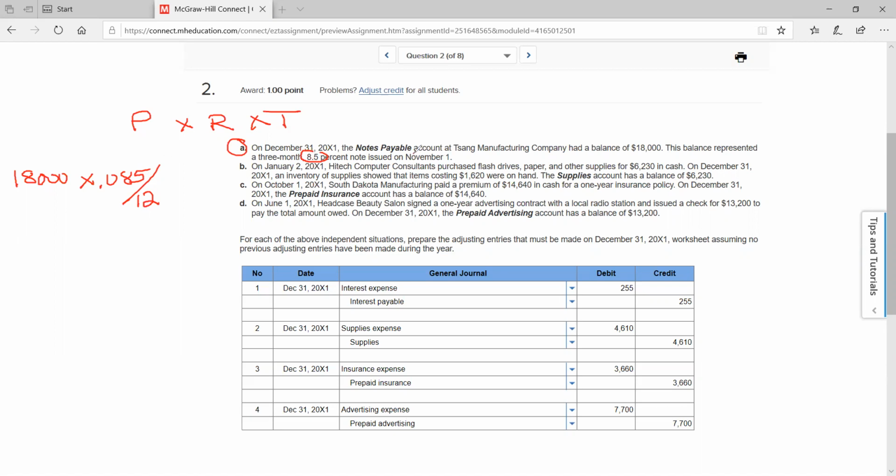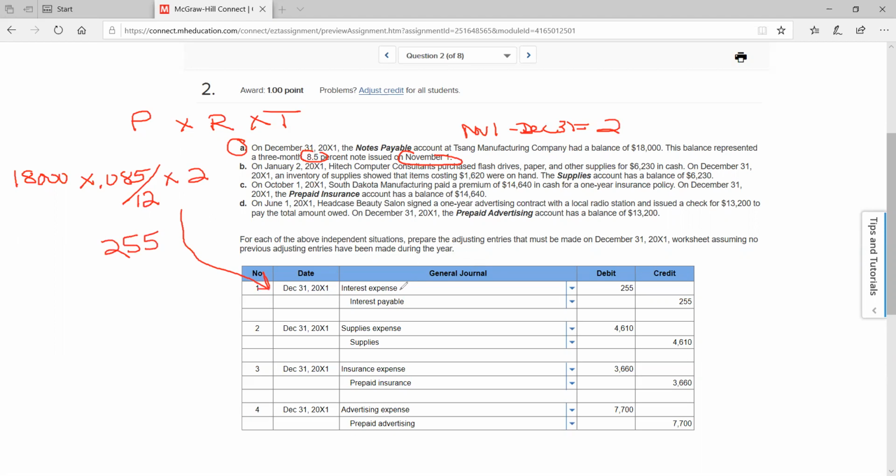And then our time period here is going to start on November 1st. So November 1st through December 31st, of course, is 2 months. So then I multiply this by 2, and then that's going to give you this amount, which should be $255, which is going to be your interest expense.